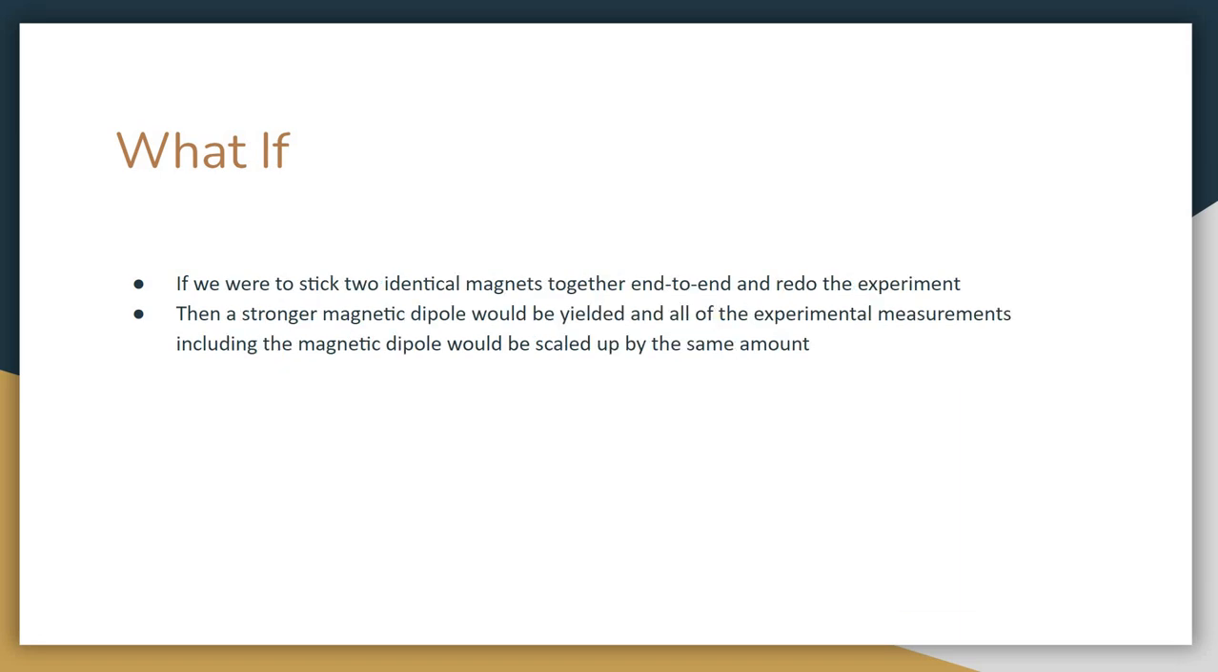And what if we stuck two identical magnets together at the end and then redid the experiment? If we did this, then there would be a stronger magnetic dipole yielded, and all the experimental measurements, including the magnetic dipole moment, would be scaled up by the same constant amount.